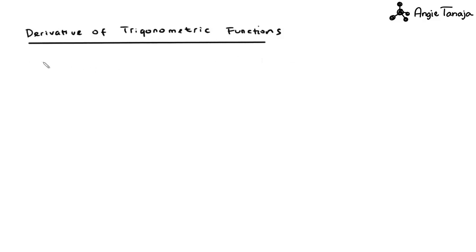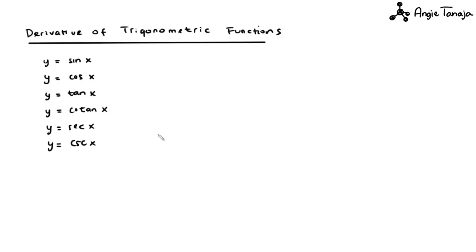As we know, there are six different ratios, or six different trigonometric functions. The first one is sine x, then the second one is cosine x, and then you also have tangent x, and then 1 over tangent x is cotangent x, and then we also have secant x and also cosecant x. Let's see the derivative for it.